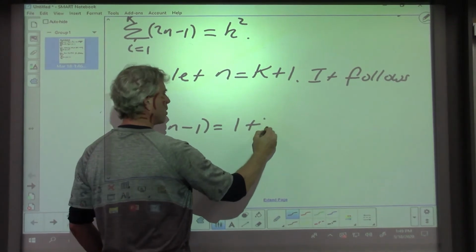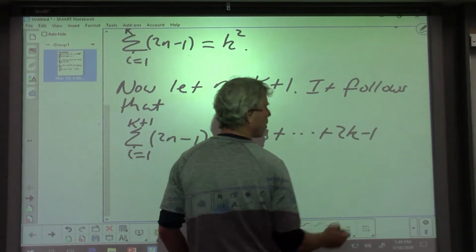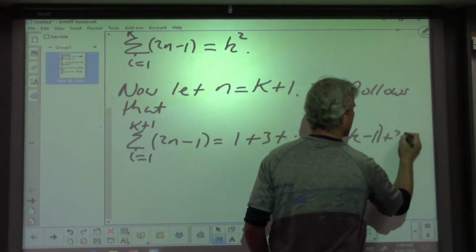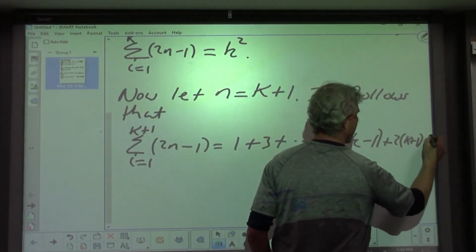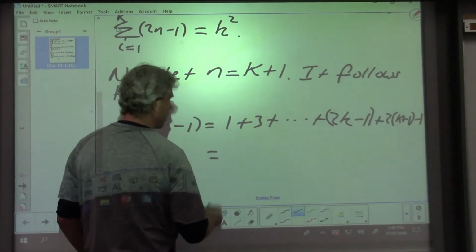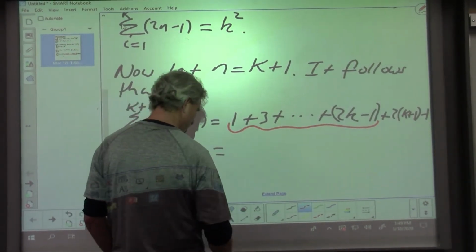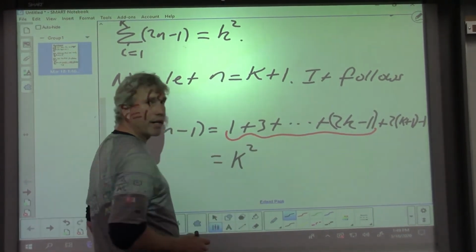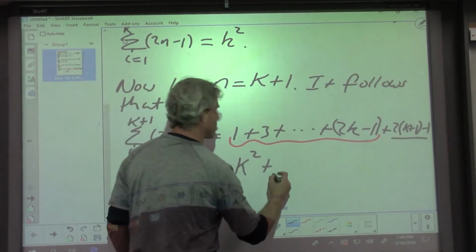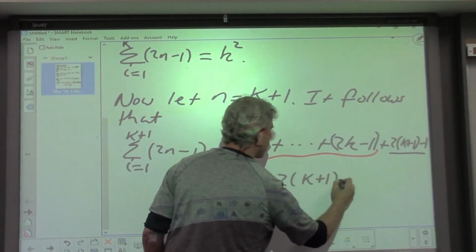1 plus 3 plus dot dot dot plus 2k minus 1. There's the kth odd integer, plus 2 times k plus 1 minus 1. There's the k plus first odd integer. And then we know by our assumption that the sum of the first k odd integers is just given by k squared, plus, we have this extra k plus first odd integer sitting there, plus 2 times k plus 1 minus 1.